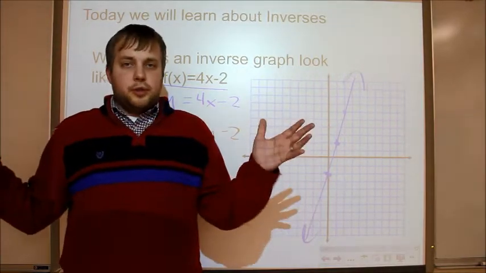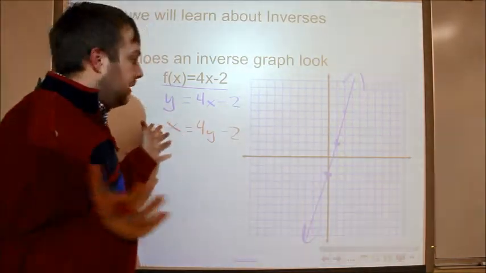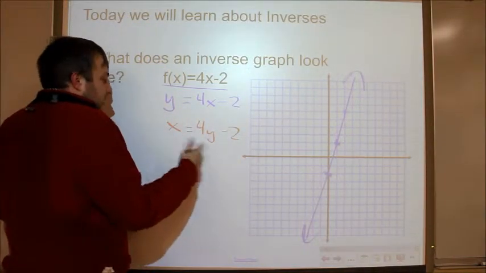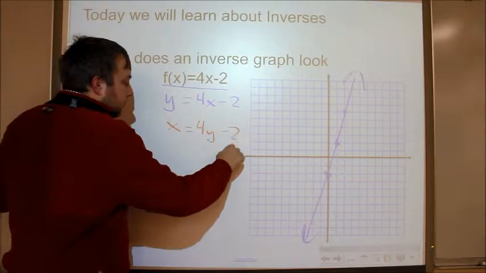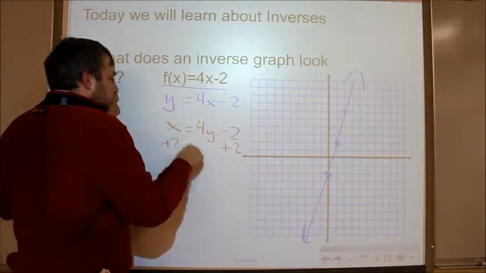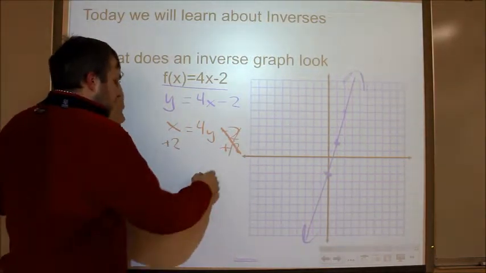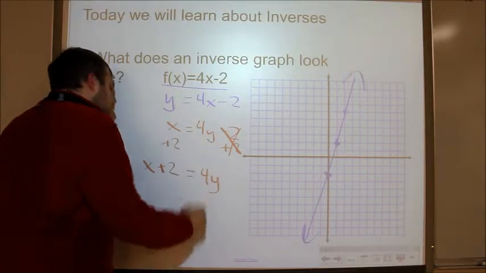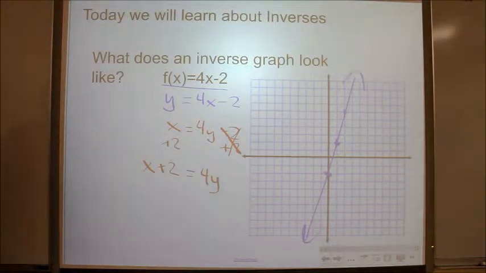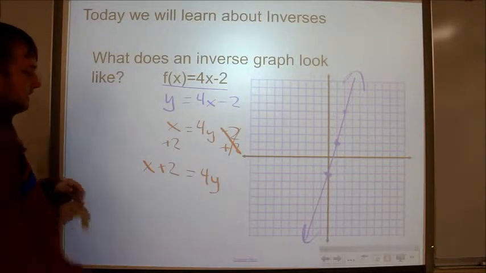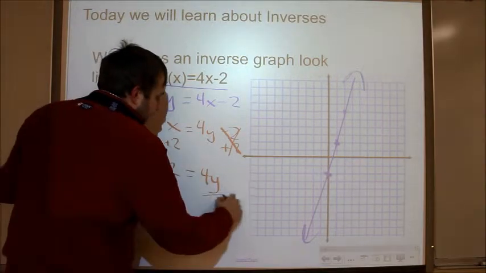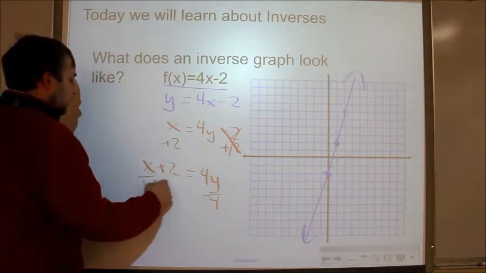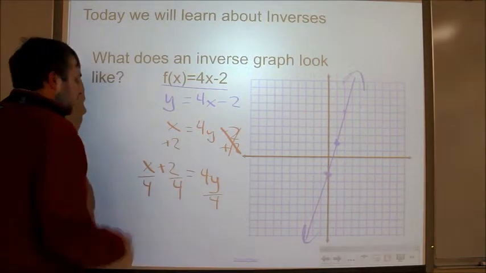Graph that out. Well, I don't know where to start. You've got to get y by itself, right? We'll go plus 2, plus 2. That's gone. And I'm left with 4y equals x plus 2. We're not doing rocket science here yet. Then how do I get rid of the 4? I divide by 4. Divide the 4 here. Divide the 4 there.